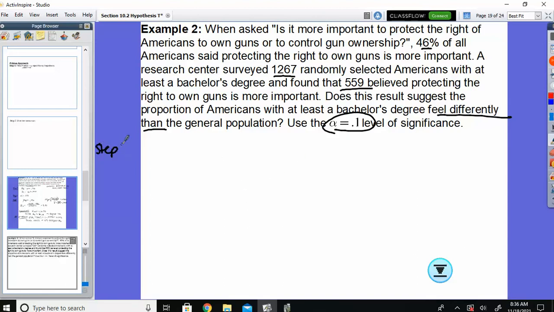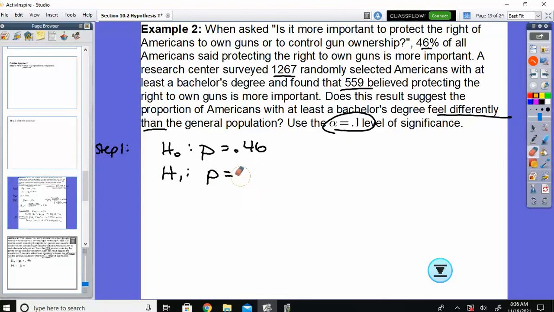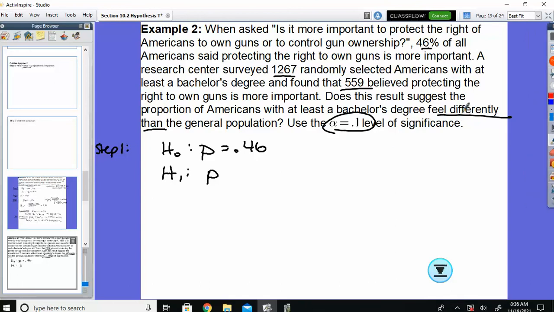All right, so step 1, we always need our hypotheses. The null would be what? Equal to 0.46. Okay, the alternative would be what? I want to know if they feel differently. Not equal to. So it could be that they are more likely, could be that they are less likely. I just want to know if it was different.